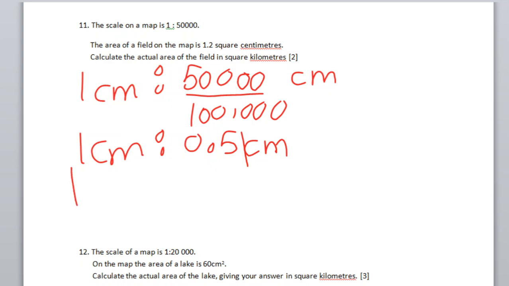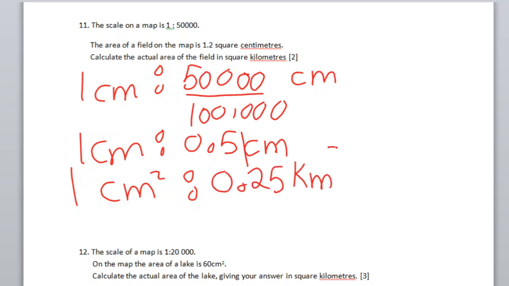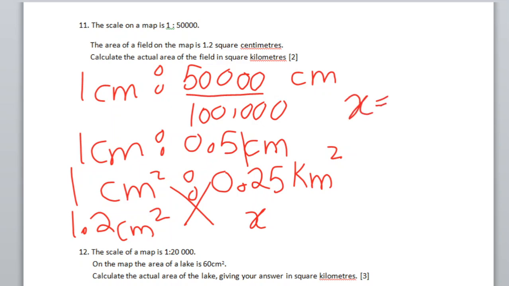So now again we need to change this ratio of lengths to ratio of area. Take square on both sides. So 1 centimeter square corresponds to 0.5 square, which is 0.25 kilometers square. 1.2 centimeters square corresponds to how much in kilometers square? So 1.2 times 0.25 gives us 0.3. So the answer is 0.3 kilometers square, actual area.